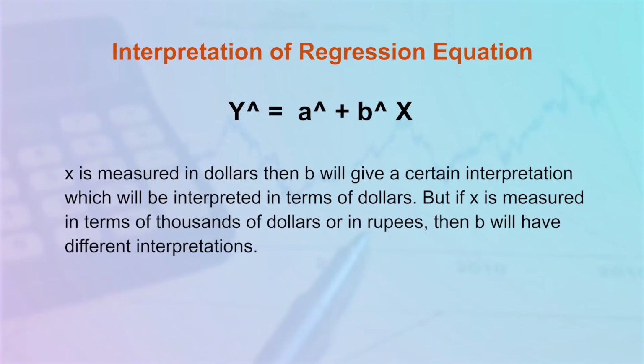And so it's very important to understand how x and y are measured. As we mention here categorically, if x is measured in dollars, then b will be interpreted in terms of dollars. But if x is measured in terms of thousands of dollars or in rupees, then b will have different interpretations. So accordingly, it is very important to understand in what unit variable x is measured, and correspondingly in what unit variable y is measured, and then only can we talk about an accurate interpretation of a hat and b hat, which are the interpretation of this regression equation.